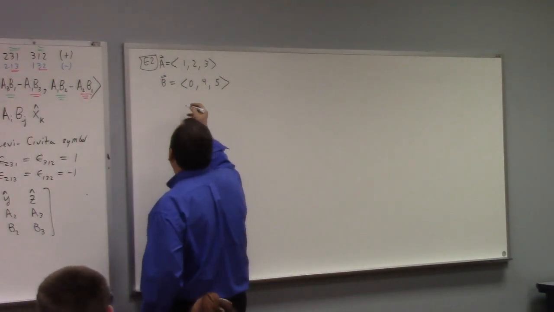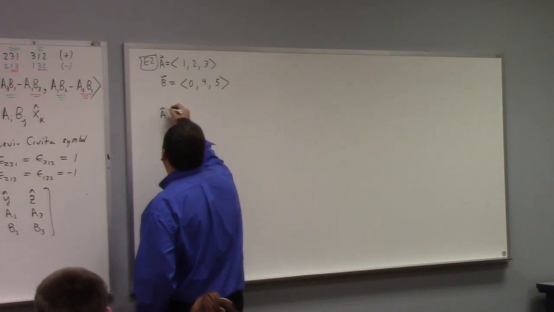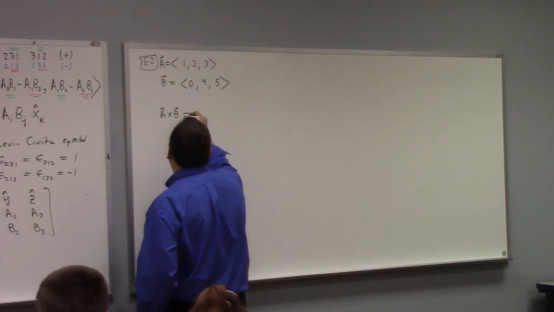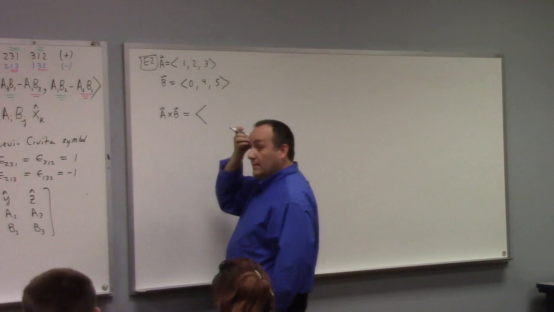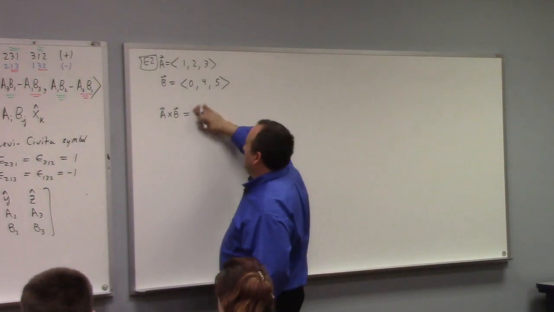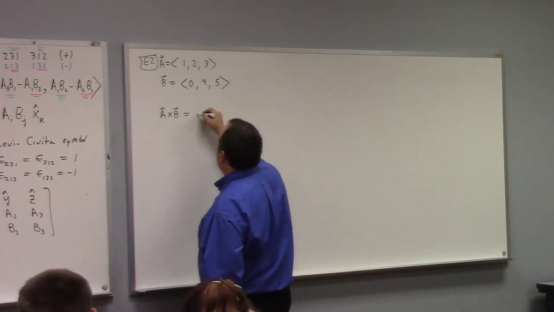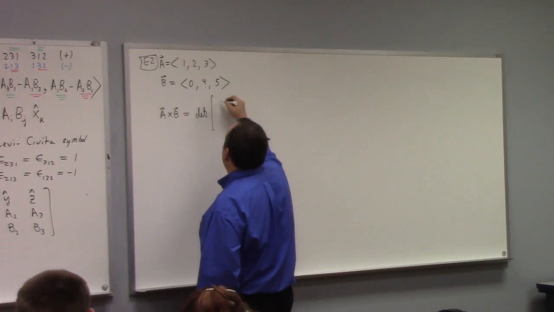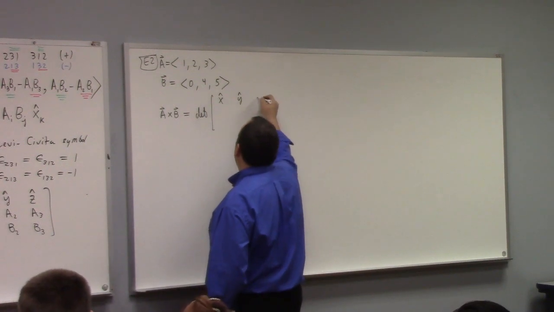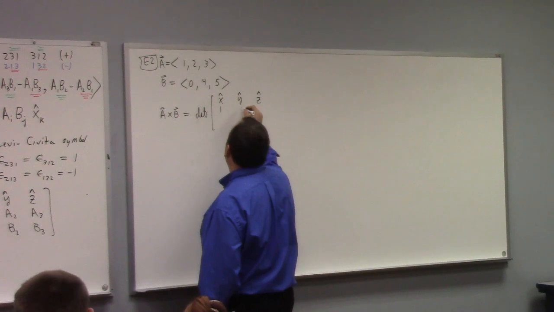So you guys, how do you want me to do this? What method would you like me to use? Let me exhibit the determinant thing. So determinant x hat, y hat, z hat, 1, 2, 3.